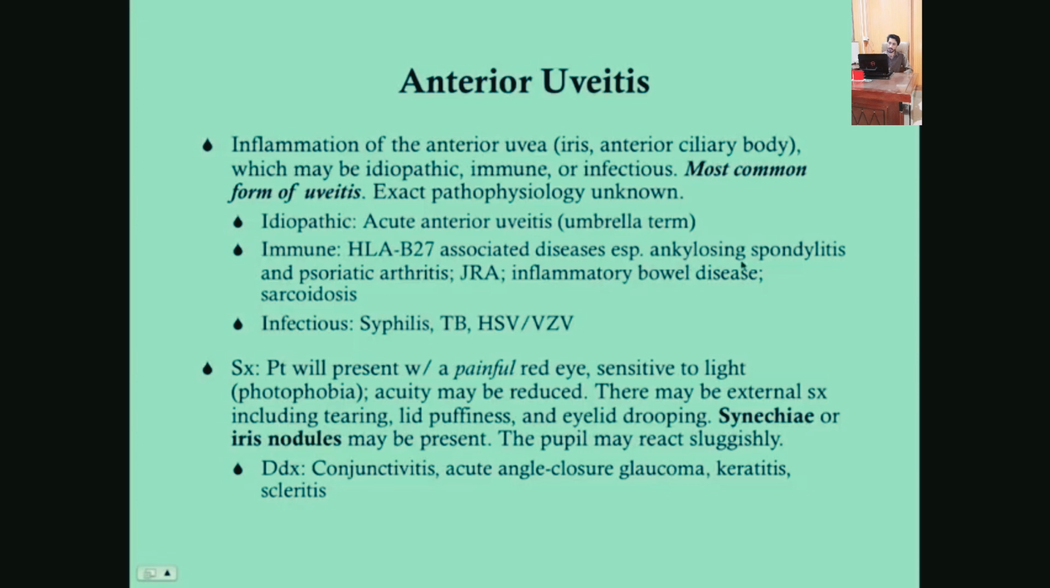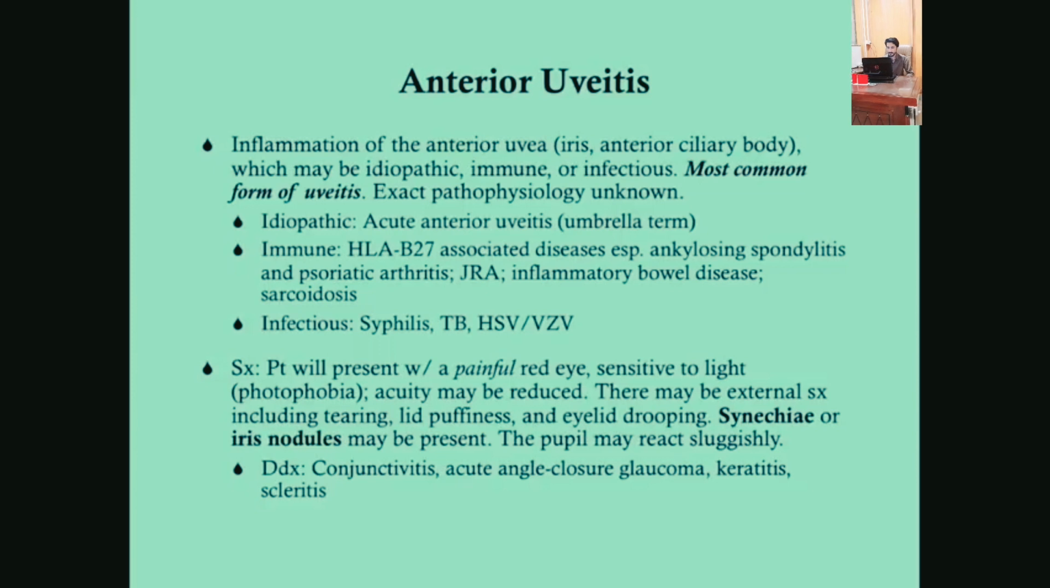So if you have ankylosing spondylitis or psoriatic arthritis, your chances of developing anterior uveitis are there, but they're not as high as if you have sarcoidosis. Sarcoidosis, if you have it, you are very likely to develop anterior uveitis at some point in your life. And then the infectious causes: syphilis and TB, as go for all the uveitises, as well as herpes simplex virus and varicella zoster virus.